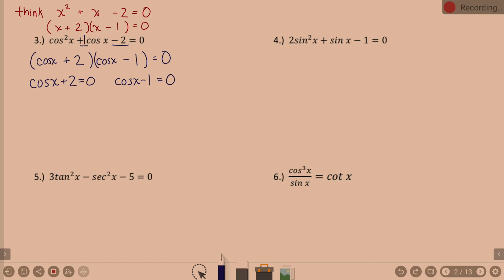So on the first one, I'm going to have cosine x equals -2. On the second one, we're going to have cosine x equals 1. And now are we doing the same type thing we did on 1 and 2? Okay. So your job is always to get to that place. It's just how do we get to that place? Okay, cosine x equals -2.